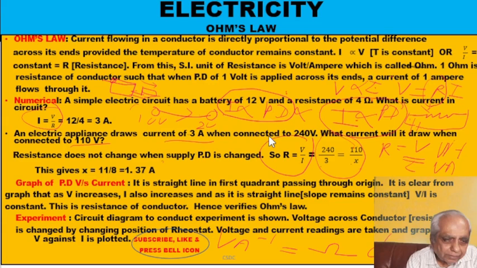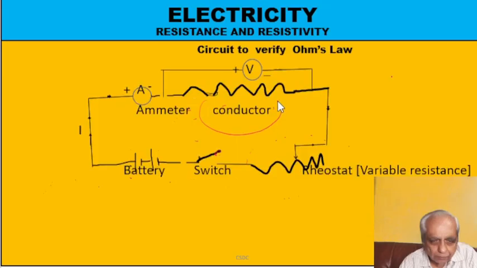to verify this Ohm's law. So this circuit diagram I showed you last time also. This is the battery, this is the ammeter which will measure the current in the conductor. So I am doing an experiment on this conductor. From these 2 points, the ends of the conductor, I am measuring the voltage, how much voltage I am giving.